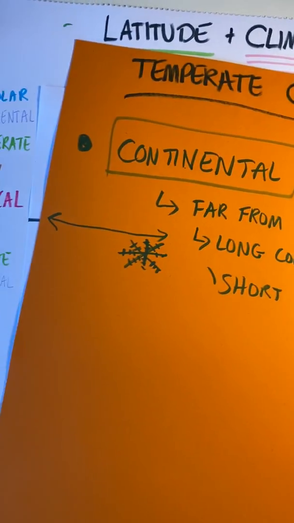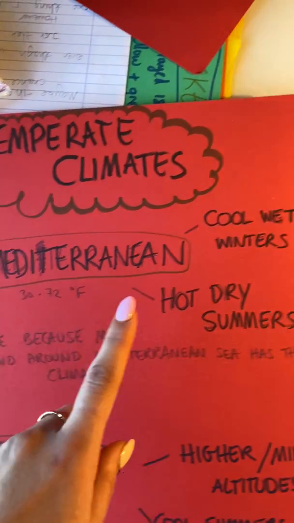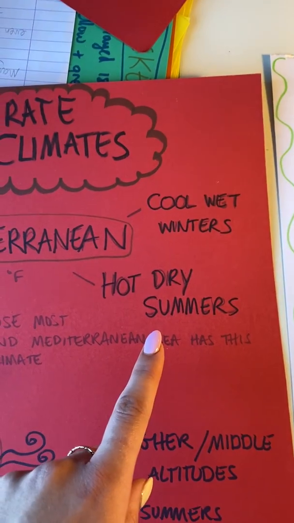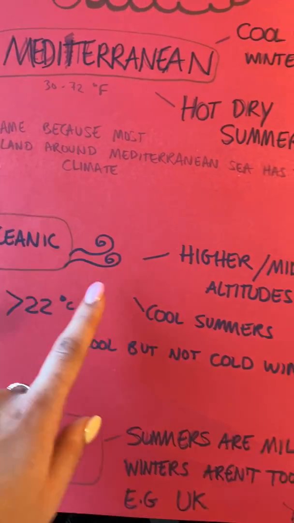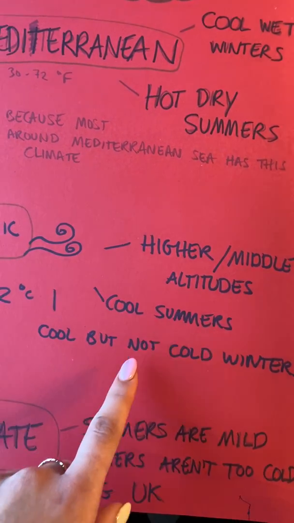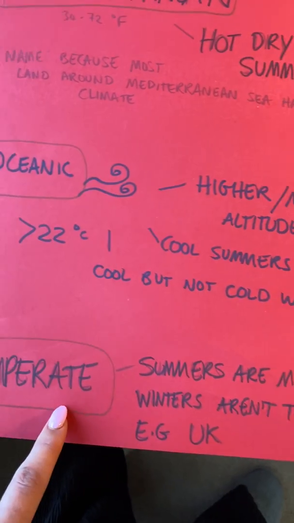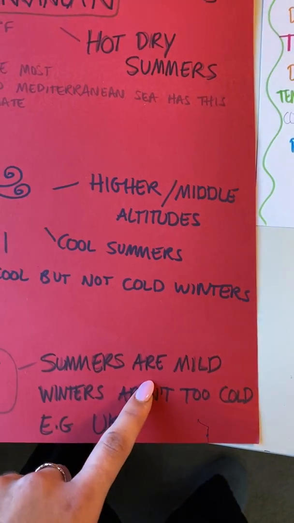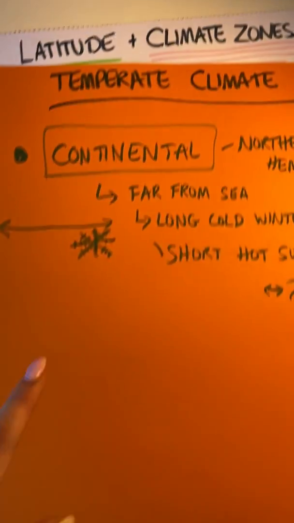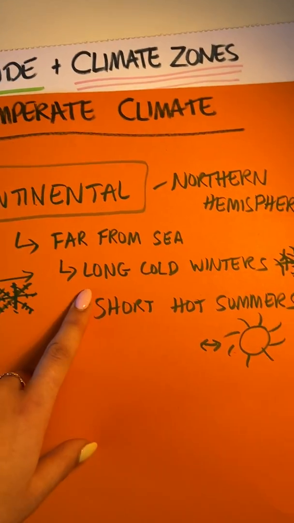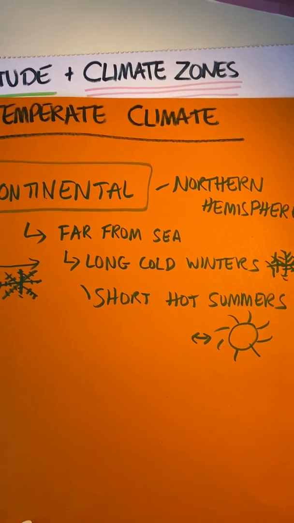Great. So, temperate climates, we have Mediterranean, which is cool, wet winters and hot, dry summers. Oceanic, which is cool summers and cool but not cold winters. Temperate, which summers are mild and winters aren't too cold, like England. And continental, which is when there are long, cold winters and short, hot summers.